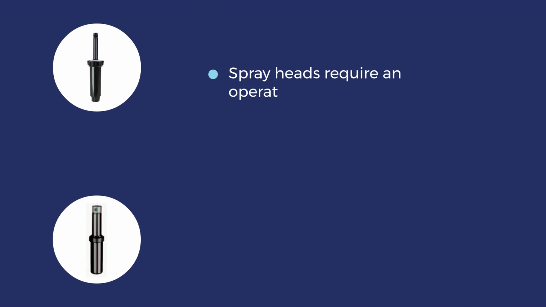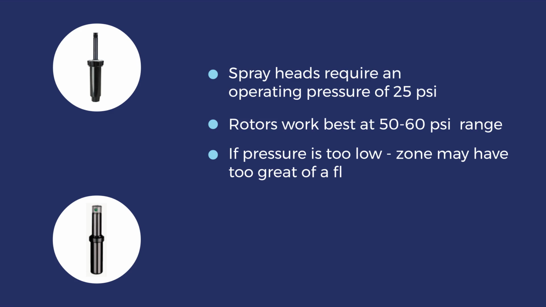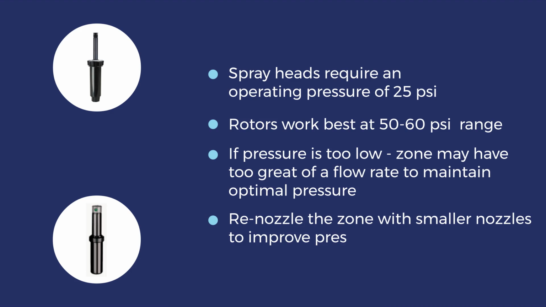Spray heads require an operating pressure of 25 psi, and rotors work best at a 50 to 60 psi range. If the pressure is too low on a single zone in a system, the zone might have too great a flow rate to maintain optimal water pressure. You can re-nozzle the zone with smaller nozzles to improve pressure, if the smaller nozzles also deliver the distance required for the zone.